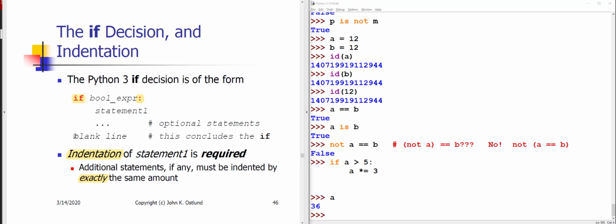All right, so in my interactive shell, in order to conclude my if decision, I had to type an extra blank line. Otherwise, the shell would have allowed me to continue typing more statements within the body of the if, and conveniently, the shell automatically handles the indentation for me. That's not necessarily true in all versions of the Python shell. In some versions, you would have to manually do the indentation yourself. But here, I'm running the shell within the IDLE integrated development environment, and so I get this indentation behavior for free.